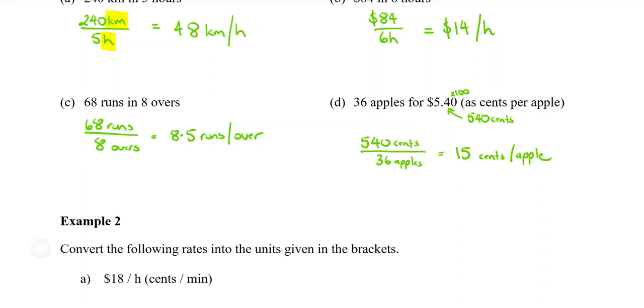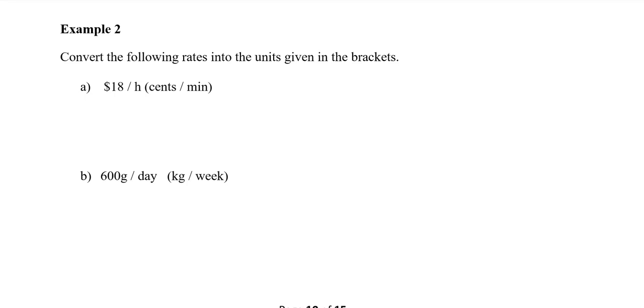Question 2. Convert the following rates into the units given in the brackets. So we have $18 per hour, and we want to know what this is in cents per minute. So we're going to use our fraction to help us. If we have $18 in 1 hour, so per hour means 1 hour. So I've split it into the two unit components so that I can convert each of them separately.